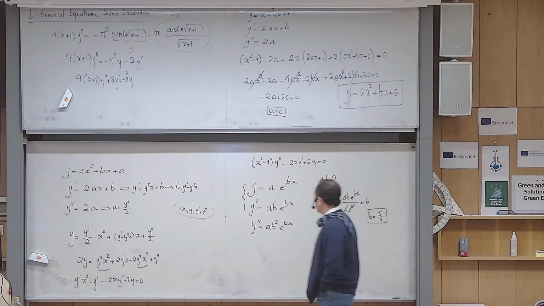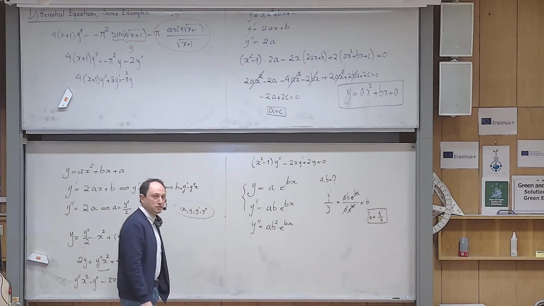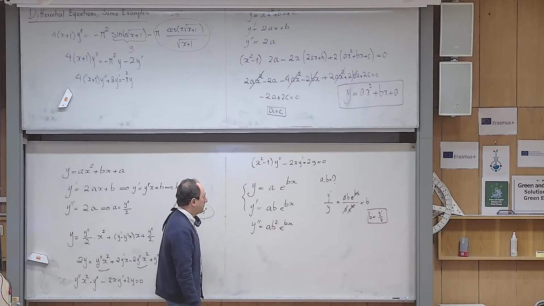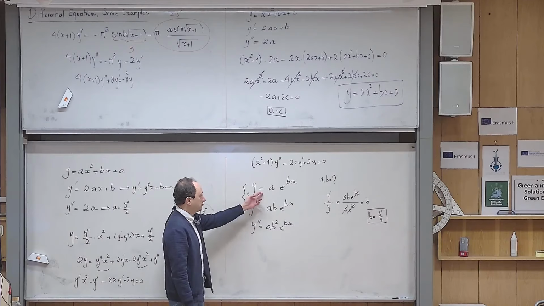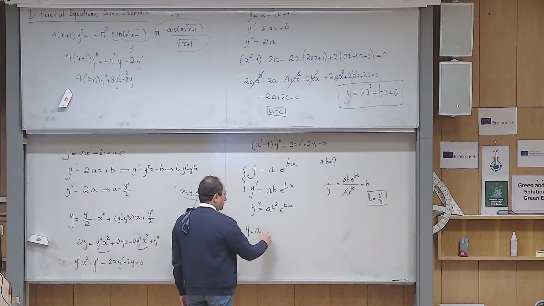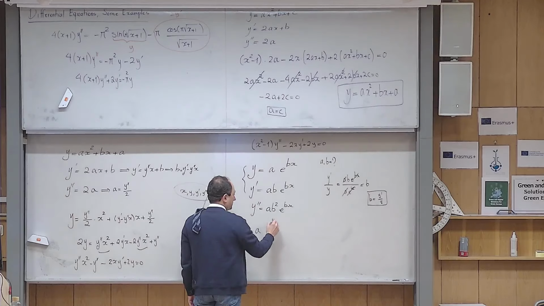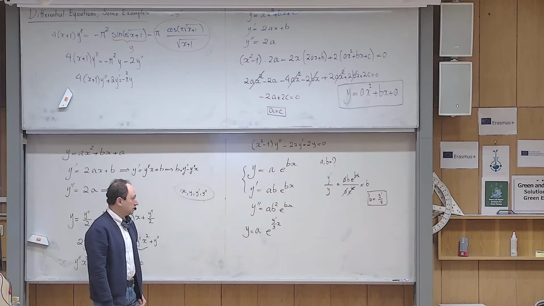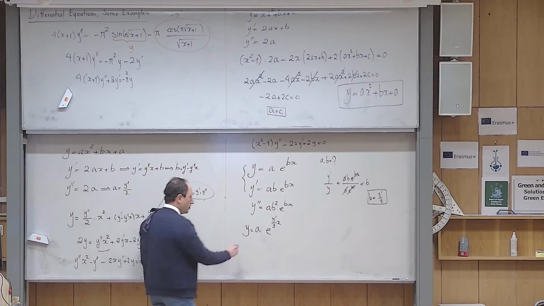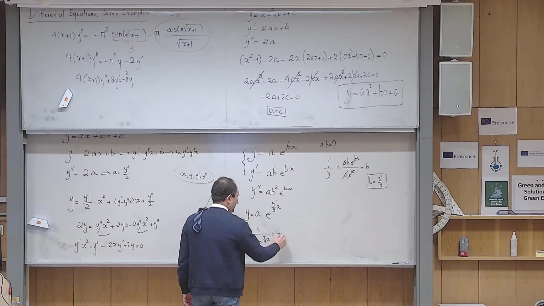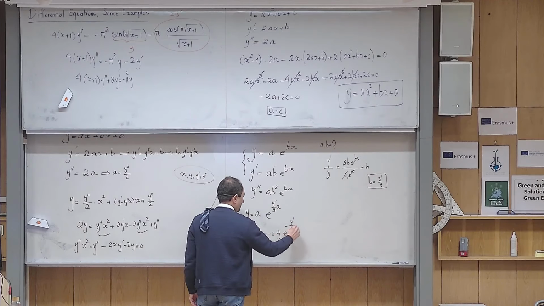But now, what should I do? When B is found, I need to find A. Which one do you prefer to find A from? The first one. Yes? So y is y, A is A, e to the power of B, B is that guy. And then I want my A. So A becomes this one divided by that one, which I can bring up and write as y. It doesn't matter, of course, but let us write it like this. This is my A.